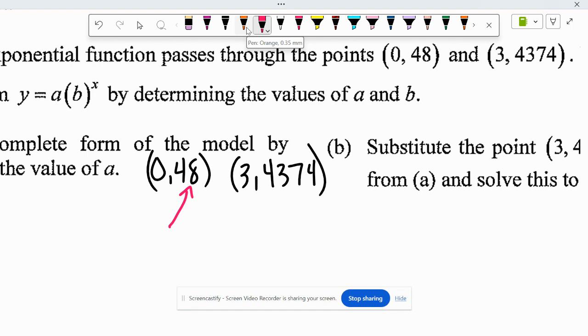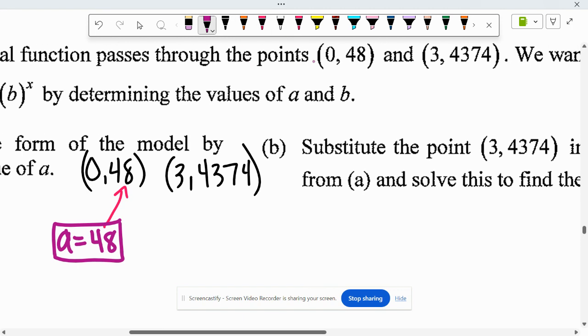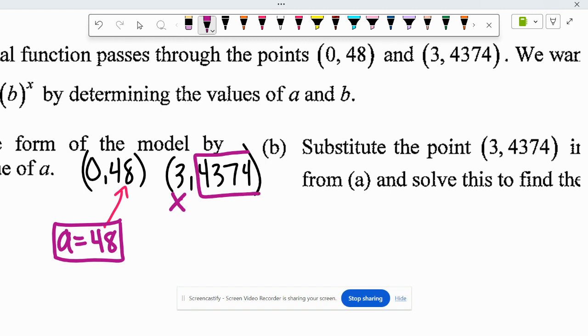It's just like the example before. Yeah, this is the y-intercept, so this is the a value. A equals 48, right? That's what I get from that ordered pair. Remember that I cross the y-axis when x equals 0, so that's my y-intercept. Now I'm going to plug that into this function, and I'm going to change out my x with the number 3, and my y with the 4,374.